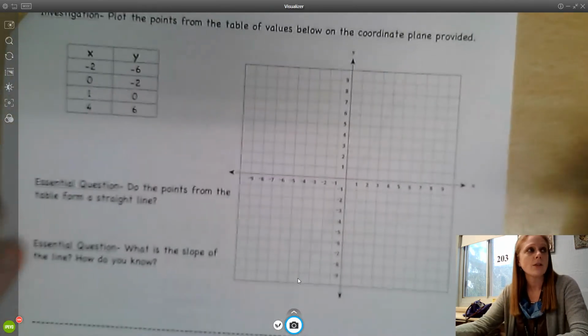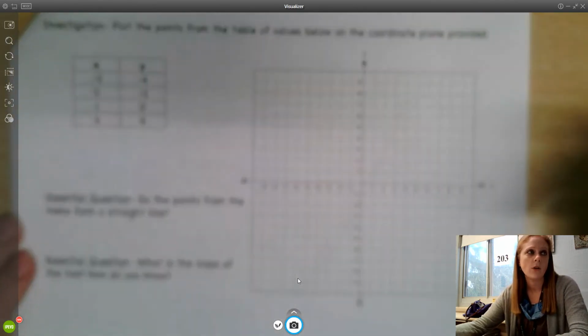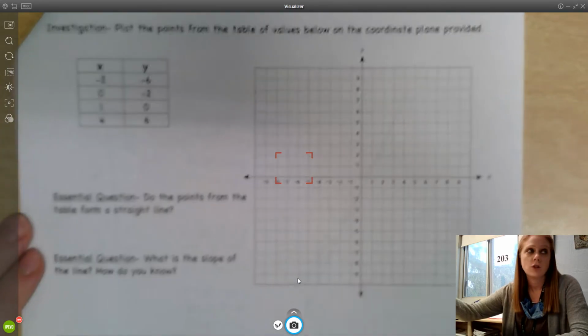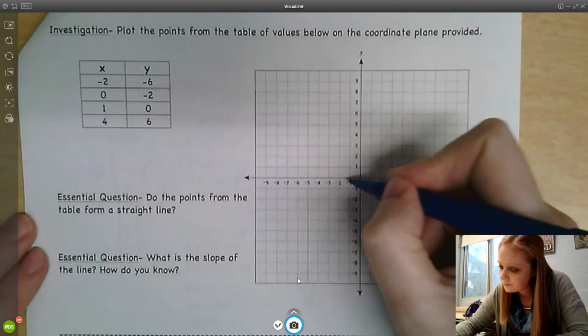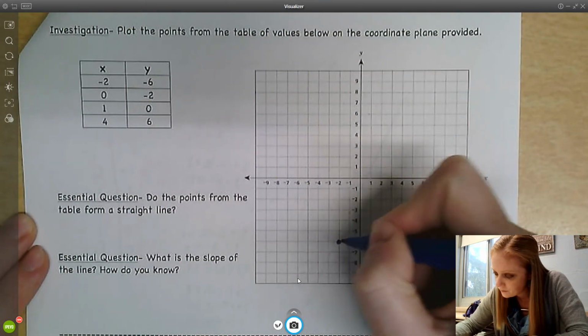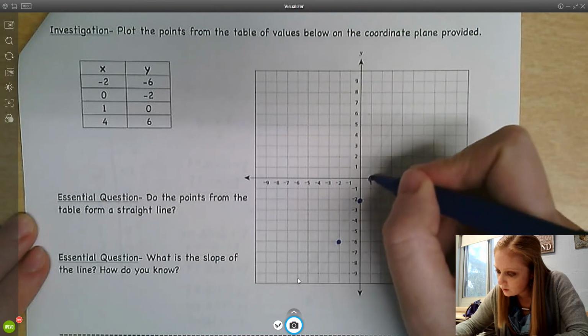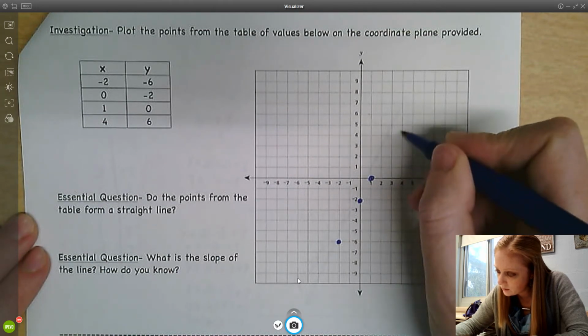Okay, plot the points from the table of values below on the coordinate plane provided. Okay, so we're just plotting some points. So -2, -6, 0, -2, 1, 0, and 4, 6.